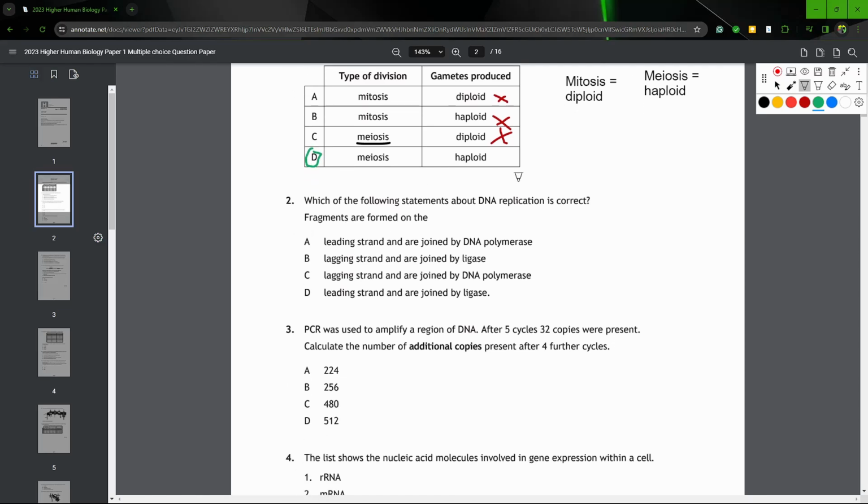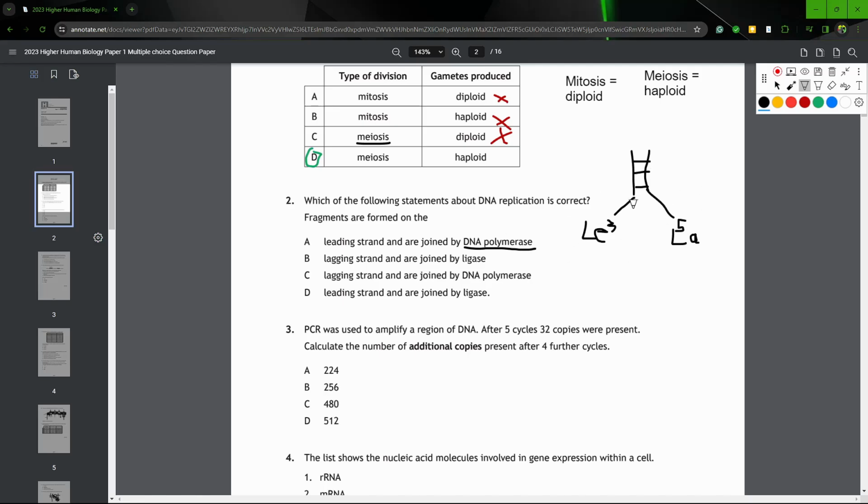Okay. Which of the following statements about DNA replication is correct? Fragments are formed on the blank, and it goes through all these different answers. There are two different ways DNA can be replicated, depending on the strand. On the leading strand, I'll put that as LE, it's replicated continuously because the free end is exposed. But on the lagging strand, I'll put that as LA, it has to be replicated in fragments because, remember, DNA polymerase can only add DNA nucleotides to the free end.